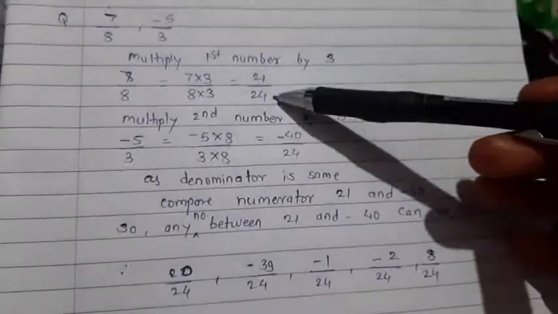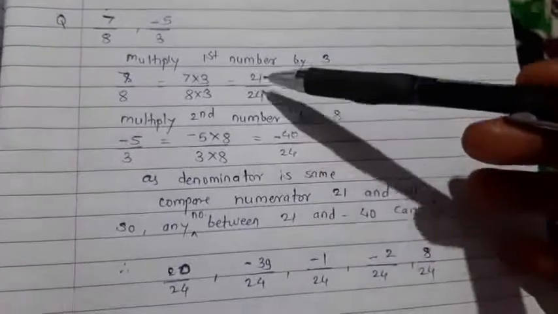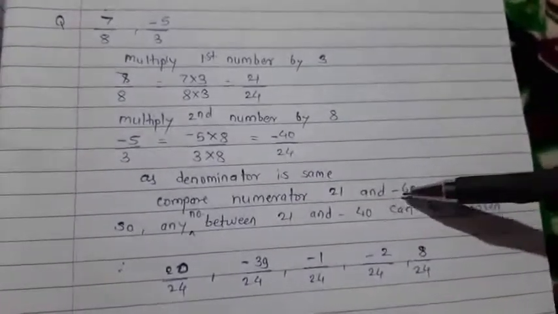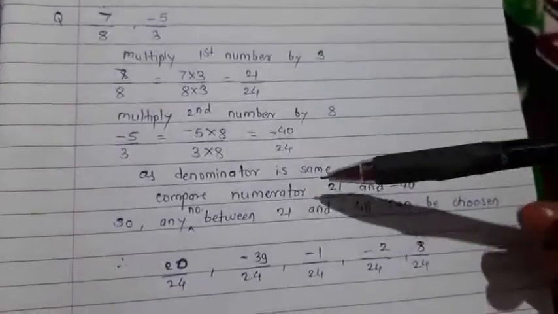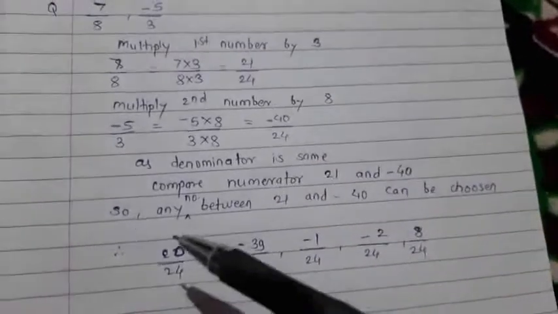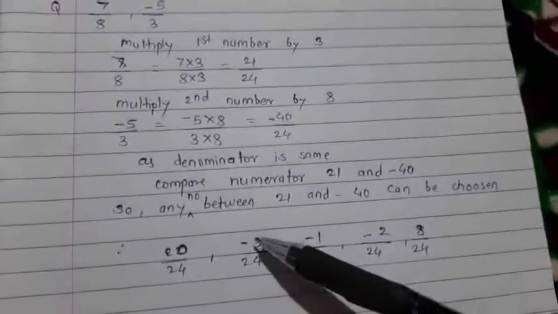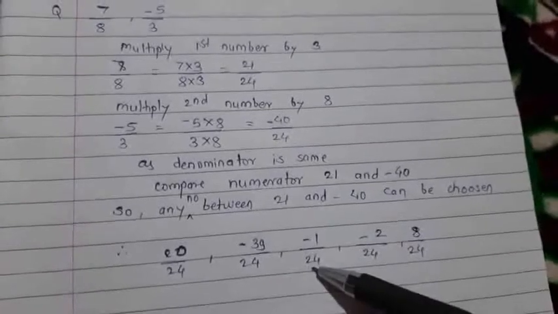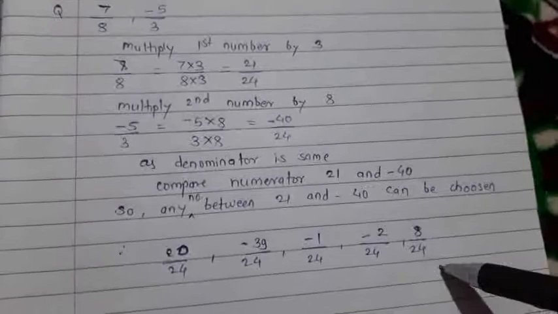Now the denominator of these two numbers is 24. Just compare the numerators now. The numerators are 21 and minus 40. So in between minus 40 and 21, any number you can choose as numerator, and the denominator is 24. So the numbers will be like 20 divided by 24, minus 39 divided by 24, minus 1 divided by 24, minus 2 divided by 24, 8 divided by 24.